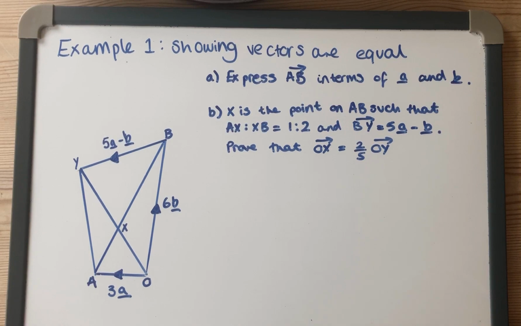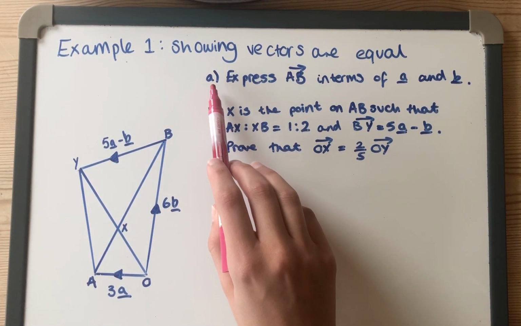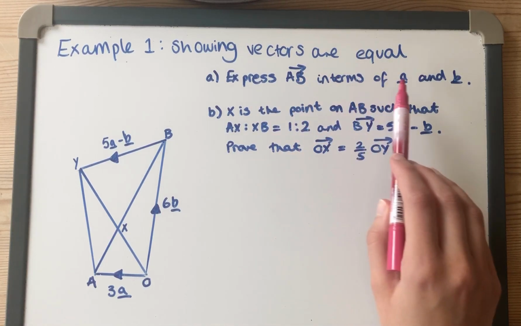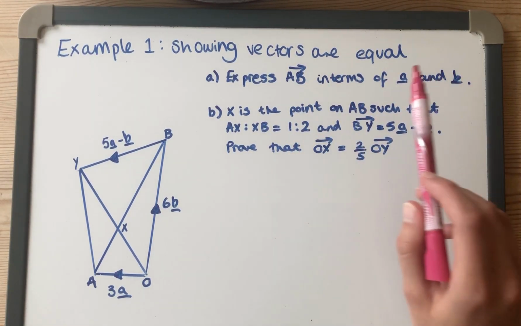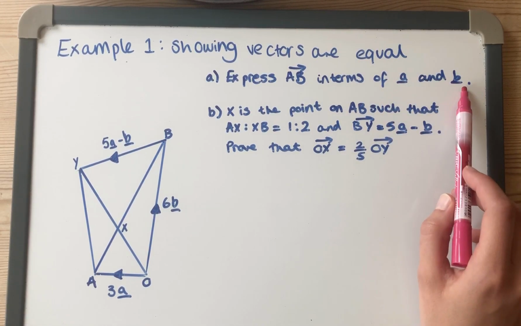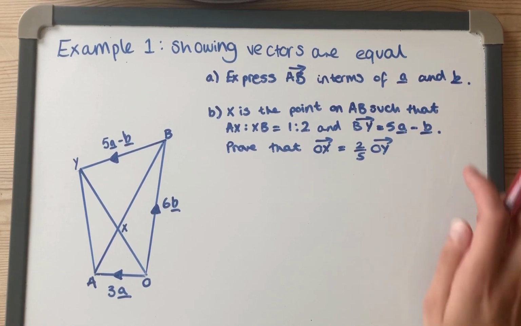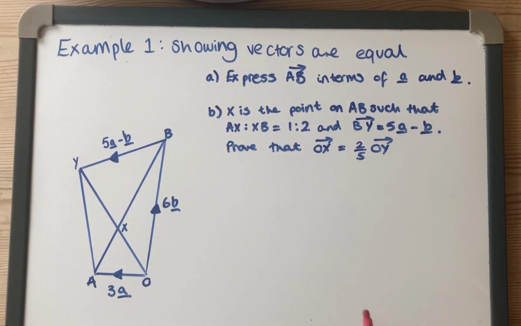The first part of this question is part A, express AB in terms of a and b. You'll notice that I've underlined my a and b. That's really important because vectors are denoted by being in bold, but because we can't write them as bold, we put a little underline under them, so we know those are vectors and not just a normal letter. So do be aware of that.